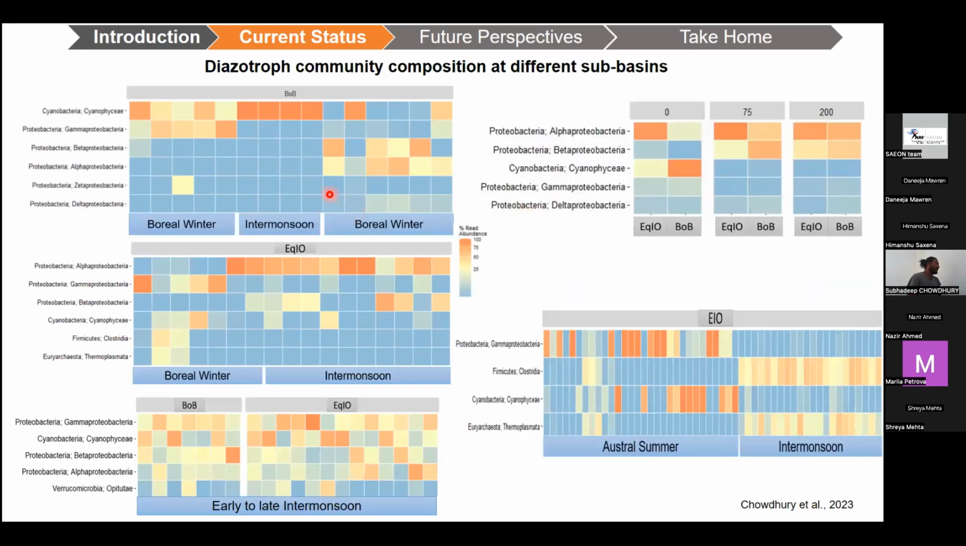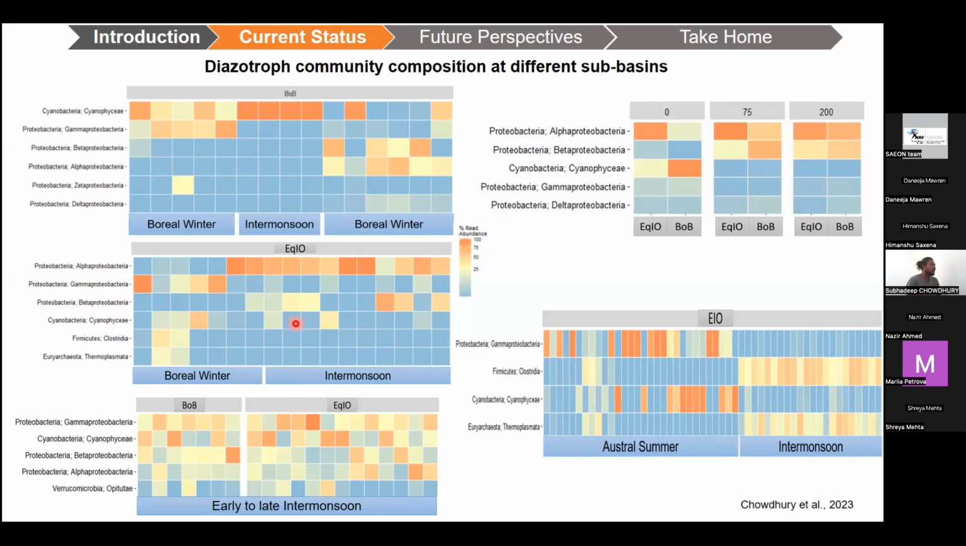So this is the heat map from different basins, compiling different monsoon seasons to show how the monsoon strongly affects the community makeup in the Indian Ocean. In the first one, you can see in the intermonsoon there are more cyanobacterial groups, whereas in the winter, as in the equatorial Indian Ocean, also in the intermonsoon, there are more alpha proteobacteria. This is the gamma proteobacteria, but in the winter, in the equatorial Indian Ocean, there are more cyanobacterial groups.